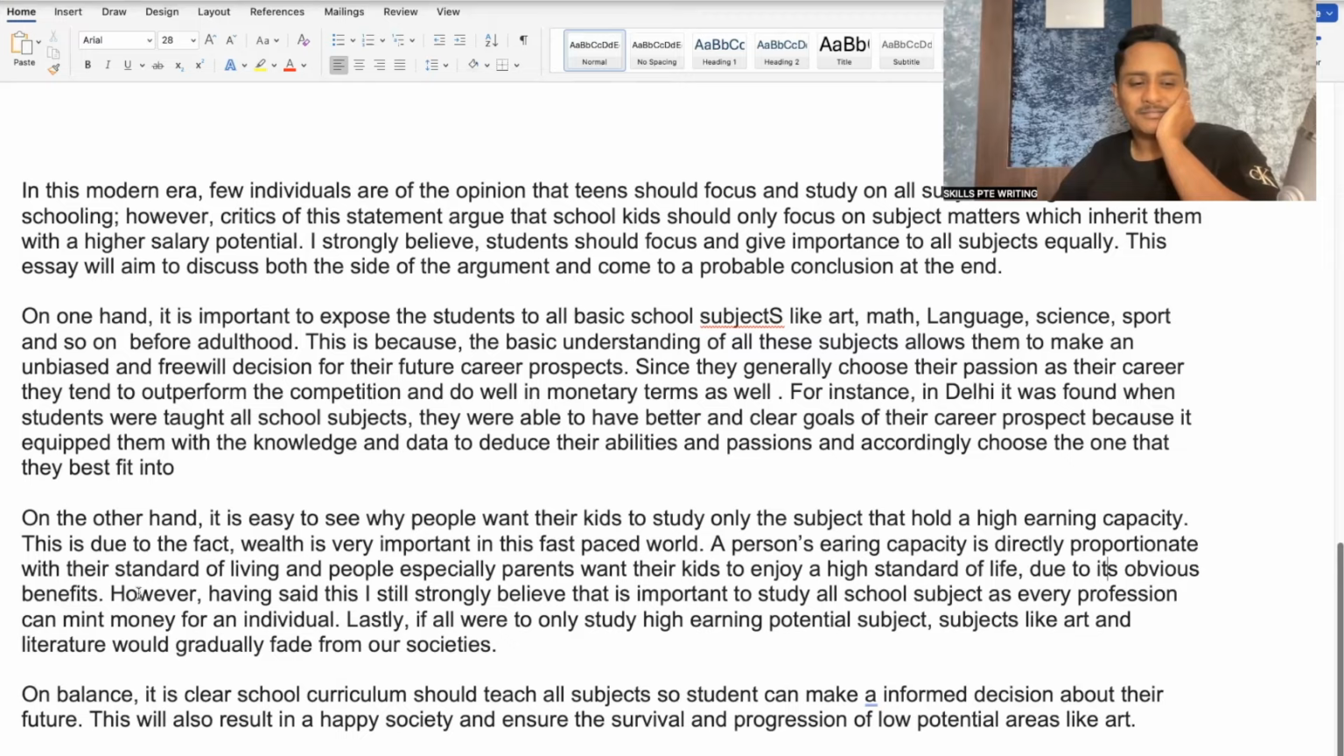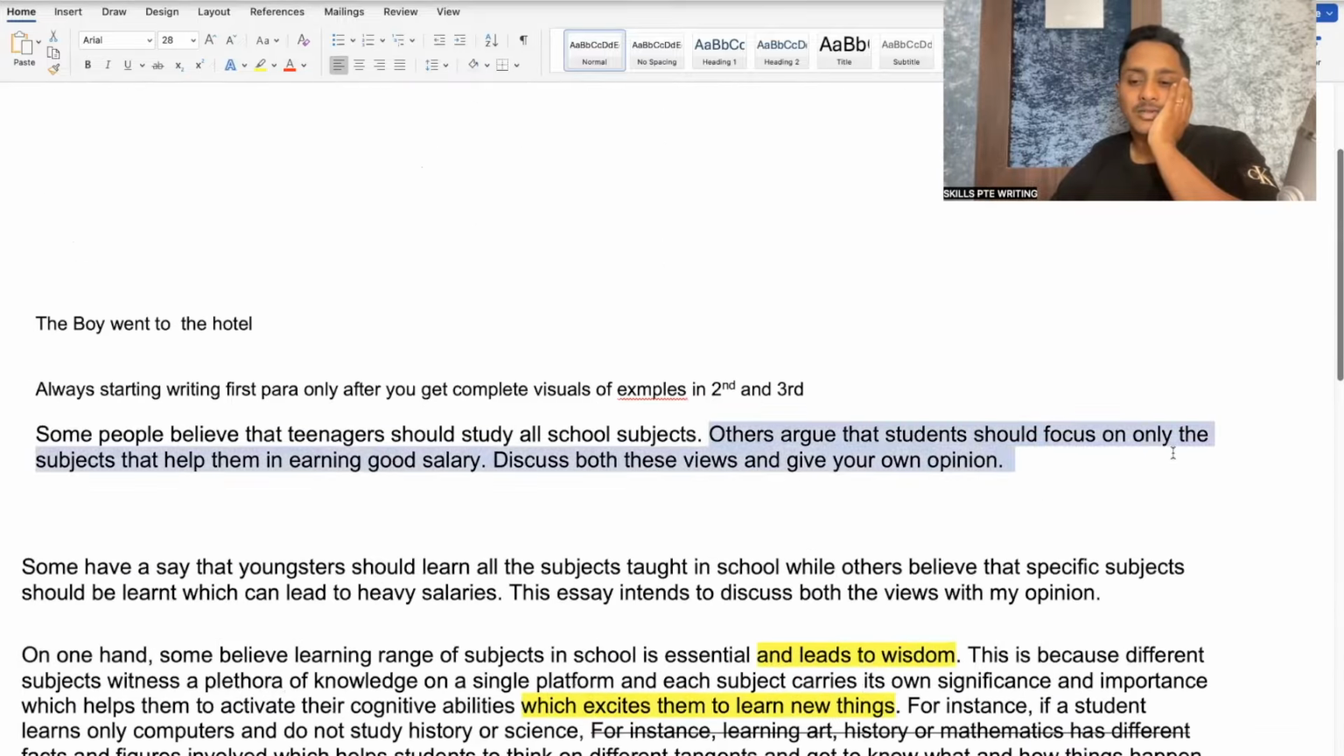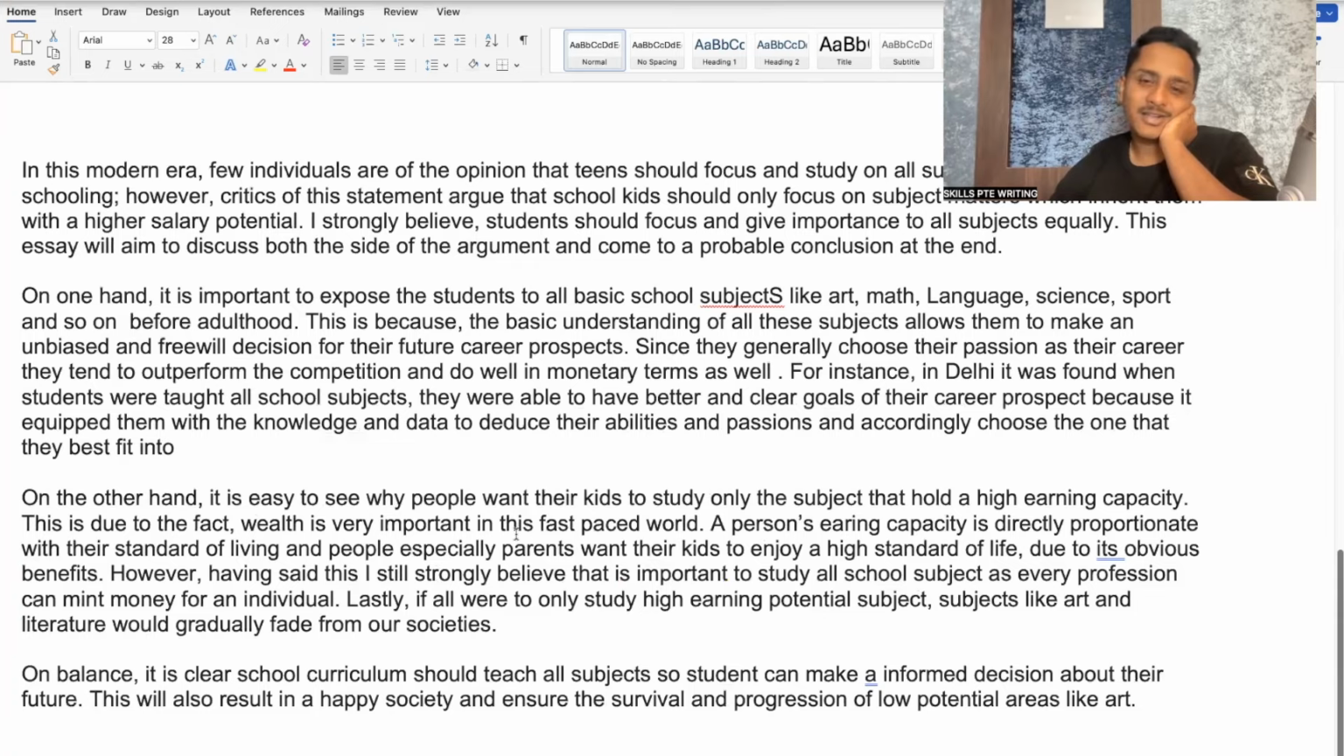Probably you could have given more now. No, but still you did not say why they should study only that, no? Students should focus only on the subject that helped them, means no need to study all the subjects. Probably you could have written there's no point in learning, even if they learn, anyway they're going to study only that. So it just wastes the time. Probably you could have talked about all the subjects in one line. Portion it with the standard of living and people, especially want to get a high standard of life due to its obvious benefits. That's what you just ended it up.